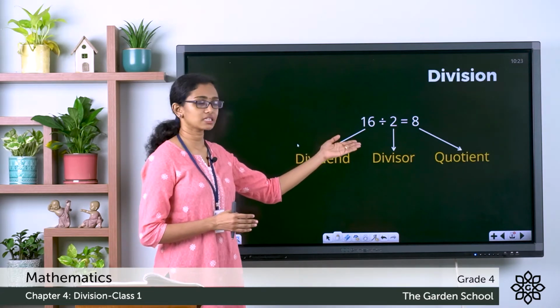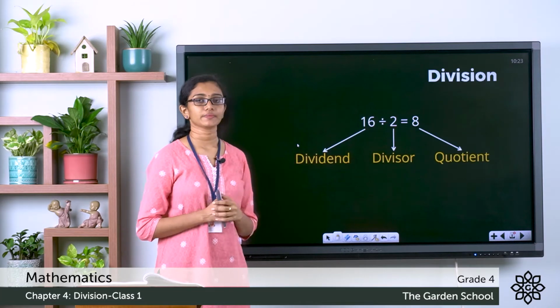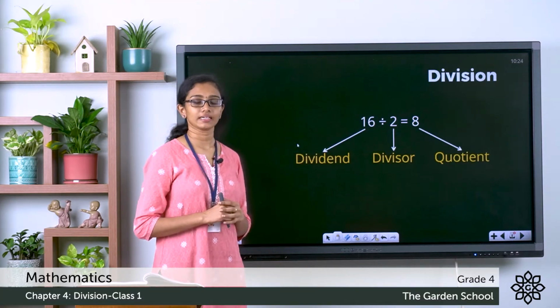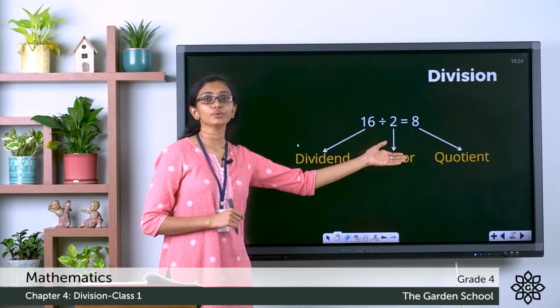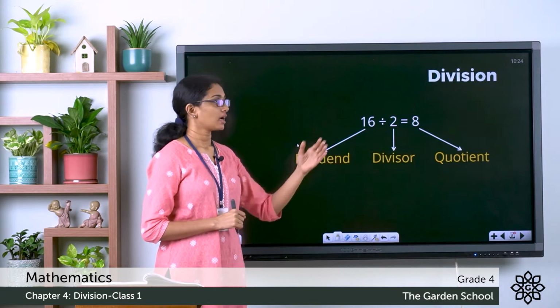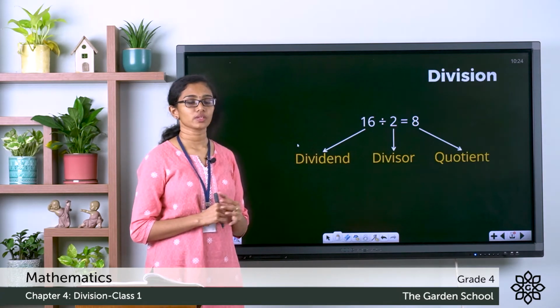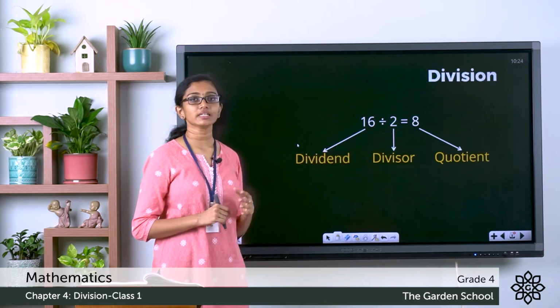The number 16 is divided by 2 and we get the result 8. So this can mean a group of 16 items, the number 16, can be exactly divided into 2 groups. And in each group there will be 8. So the number 16 when divided by 2 gives you the result 8.